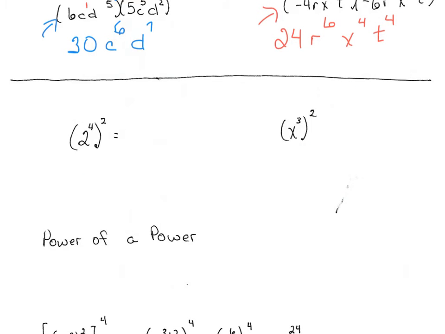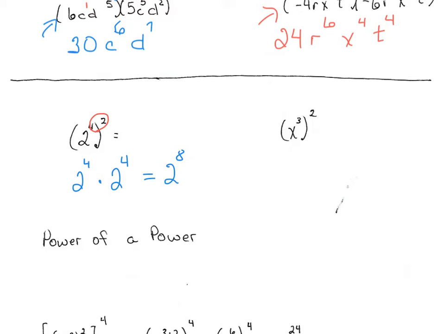Okay, now we're going to look at a monomial raised to a power. 2 to the fourth is a monomial. And so if we raise 2 to the fourth to the second power, that means we're going to have 2 to the fourth times 2 to the fourth. And we know how to solve that. 2 to the 4 plus 4 is 8. Now I want you to take a second and think about what happens if I multiply 4 times 2. Notice we get 8.